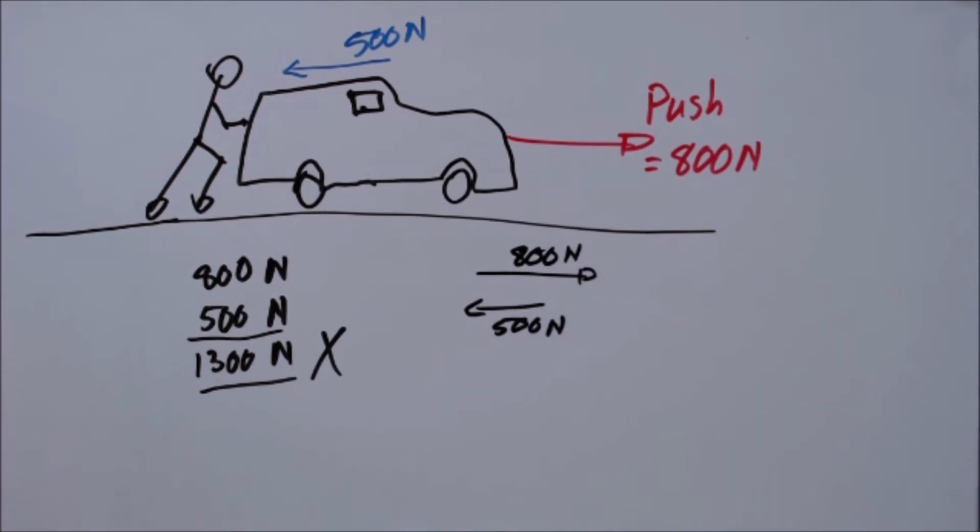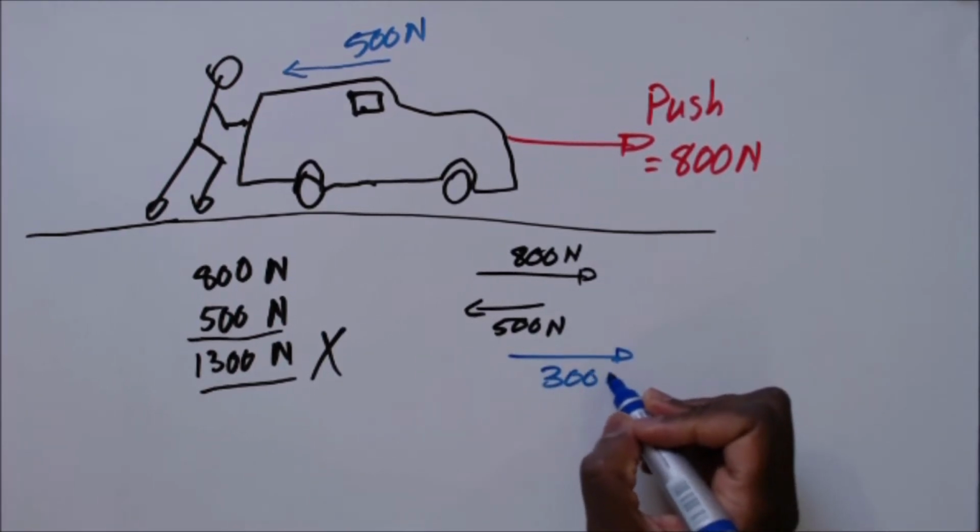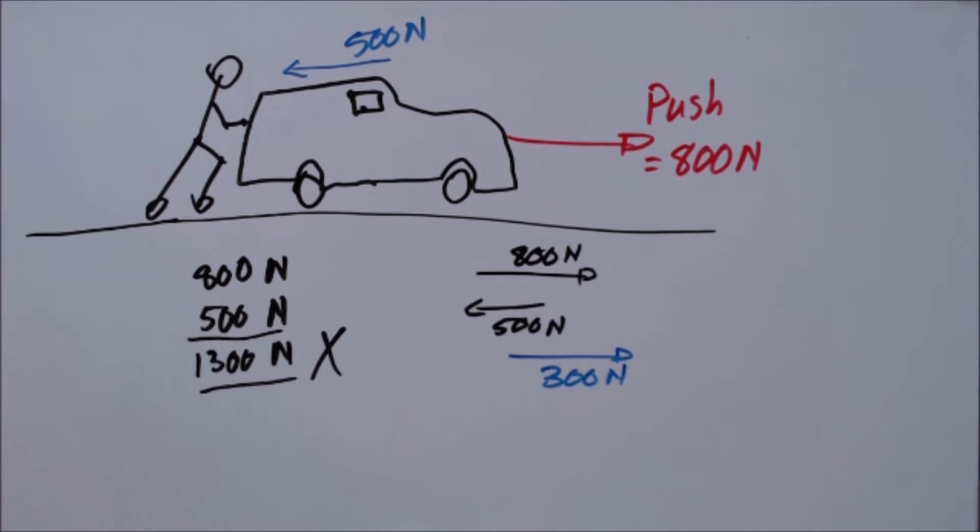Intuitively, you can see that the result of these is that the 500 will take away from the 800, and the result that you'll get will be 300 newtons, and that will be to the right. So 300 newtons. That will be the result of these two vectors. And what we've just seen is a simple vector addition.